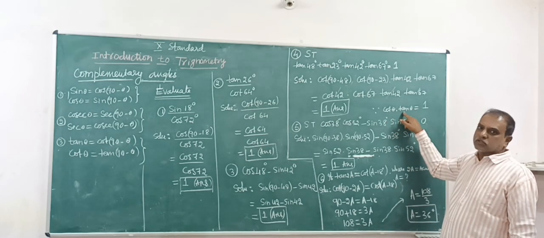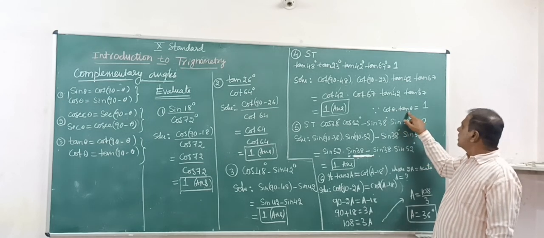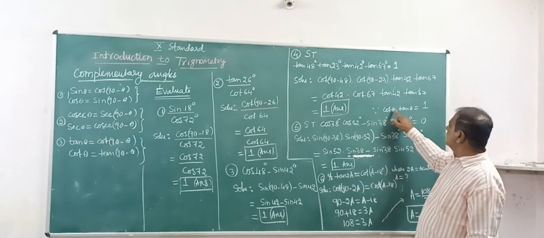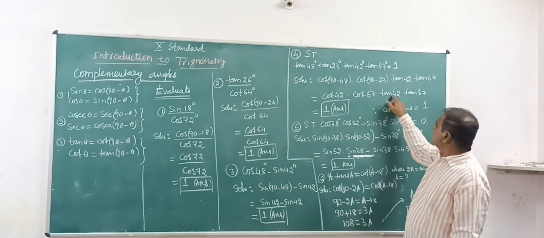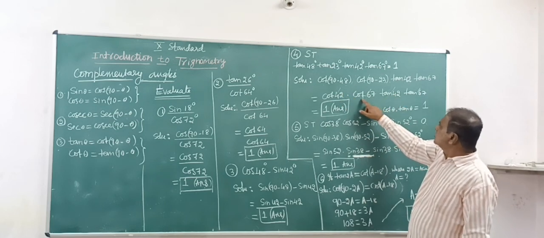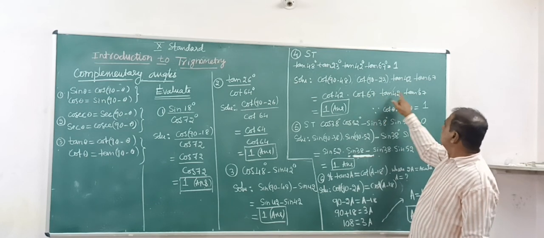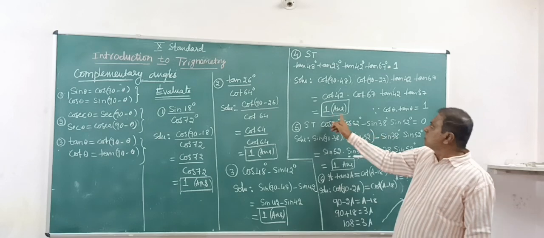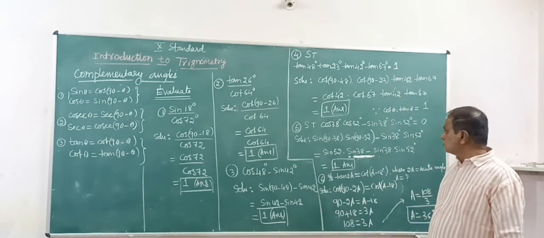They are reciprocals. Cot theta into tan theta equals 1, because cot theta is the reciprocal of tan theta, or tan theta is the reciprocal of cot theta. This will get cancelled, and likewise cot 67 and tan 67, just like cot theta and tan theta, they get cancelled. The answer is 1.